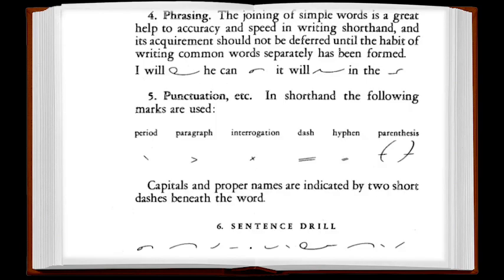Phrasing. We have joined together two of these letters to make these phrases. I will, he can, it will, in thee. And here are our punctuations. This is a period, paragraph, interrogative, dash, hyphen, and parentheses. Capitals and proper names are indicated by two short dashes beneath the one to read.